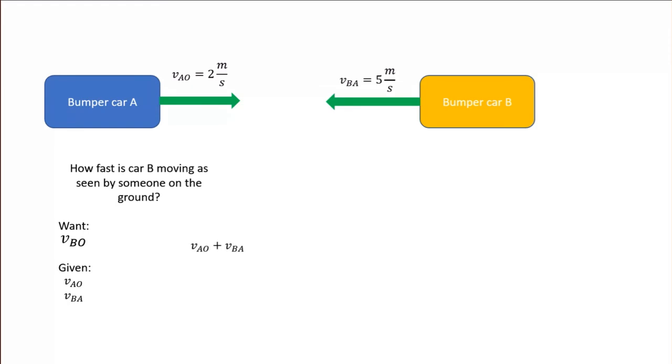Now, we know that this equals a quantity where we remove the common letter and keep the other two letters where they belong. Hey, would you look at that? The result is the velocity of B with respect to the ground, which is exactly what we wanted. Let's plug in the values now. Note that VBA is negative 5 because it is moving leftward. We find that car B is moving 3 meters per second leftward as measured by someone on the ground.